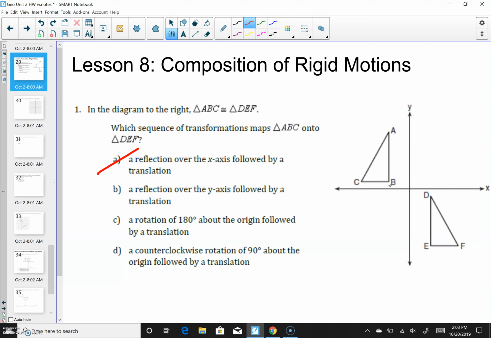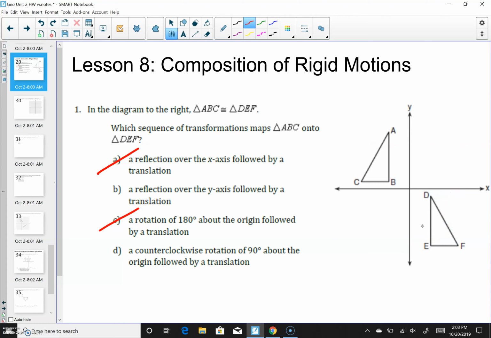A rotation 180 degrees around the origin, followed by a translation. Well, if we rotated it 180 degrees, that would make our triangle look like this. And it would basically be on top of it, but then there's no slide that we could get so that they were on top of each other.